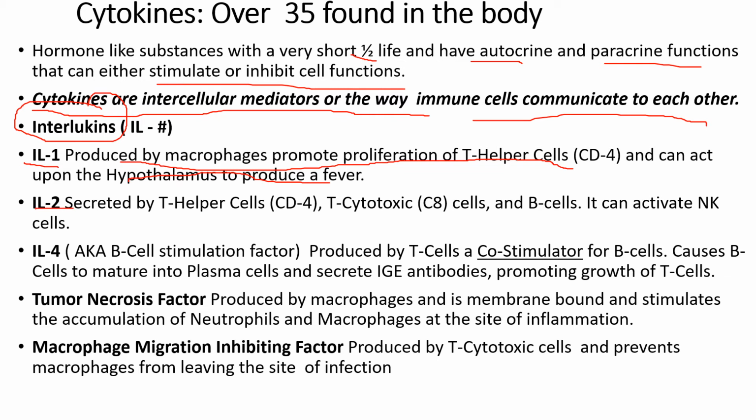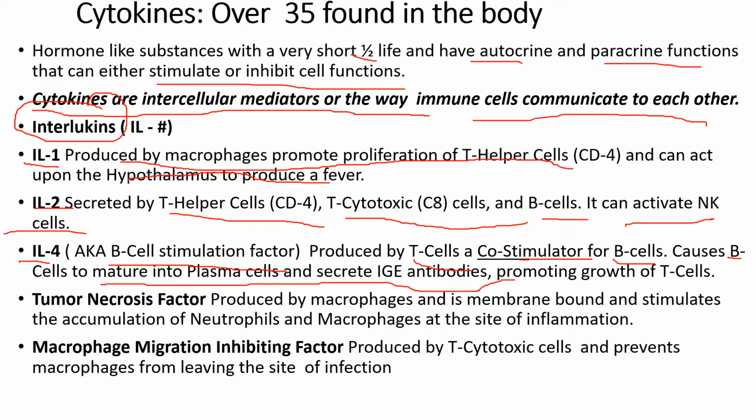Interleukin 2 is secreted by T helper cells, T cytotoxic cells, and B cells, and it can activate natural killer cells. Interleukin 4 is also known as B cell stimulation factor, and it's produced by T cells, and it's a co-stimulator for B cells. It causes B cells to mature into plasma cells and secrete the immunoglobulins, IgE, a specific immunoglobulin. It also helps to promote growth of T cells. Then we have other chemicals that are cytokine-like chemicals.